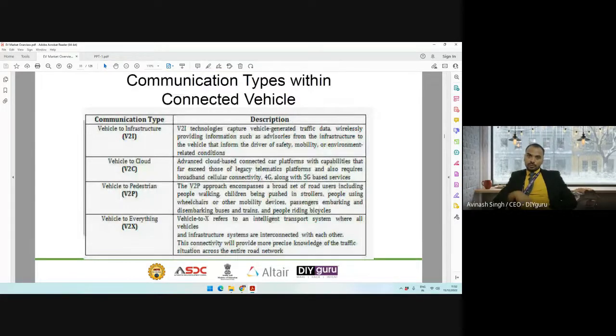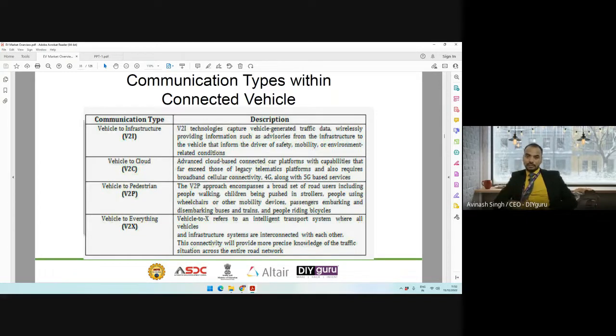When we talk about the communication types within connected vehicles, these are the following communication types. One is called vehicle to infrastructure. The other one is called vehicle to cloud. Third one is called vehicle to pedestrian. And fourth one is called vehicle to everything. अब everything X के जगह आप कुछ भी लगा दो. X के जगह आप हो सकता है vehicle to vehicle लगा दो, vehicle to pedestrian कर लो, vehicle to cloud कर लो. X means X is an arbitrary.